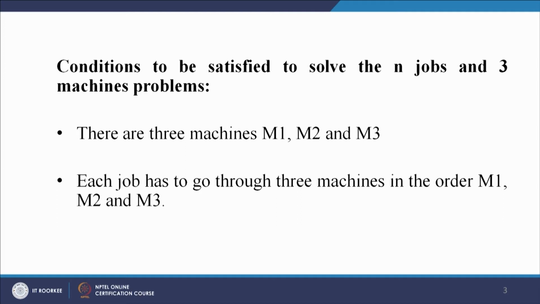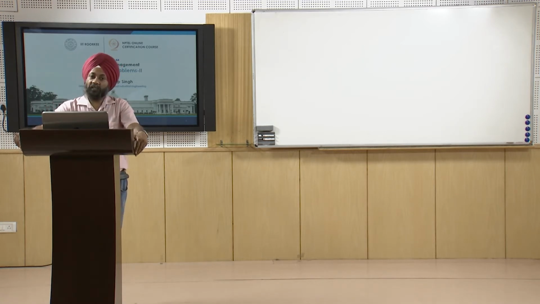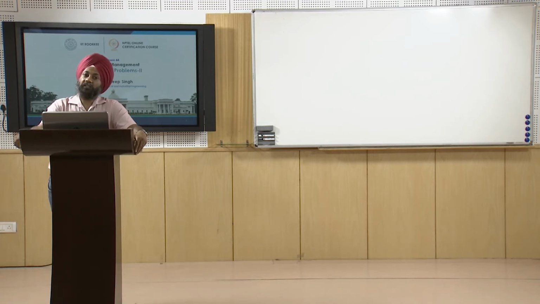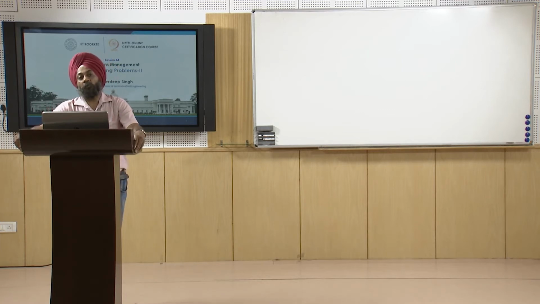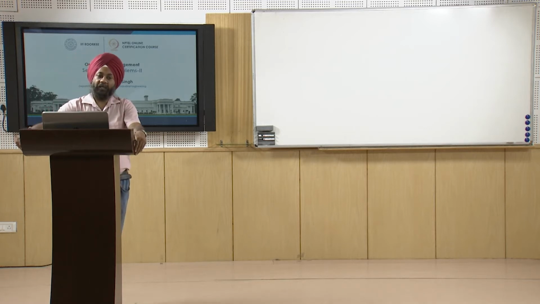The next condition is that each job has to go through the 3 machines in the order M1, M2 and M3. If you remember our previous session, we saw 2 machines and n jobs. The example we took had 5 jobs and 2 machines, and there also the condition was that the sequence of operations has to be taken into account. That is, first the jobs will be processed on M1, then the jobs will be processed on M2. Similar is the case here. Each job has to go through 3 machines and the order is also fixed, that is M1, M2 and M3.